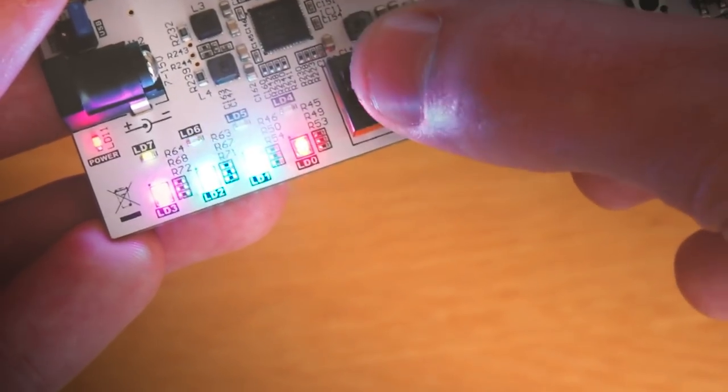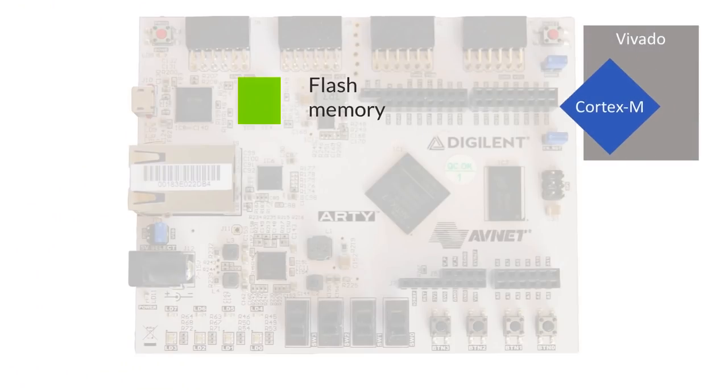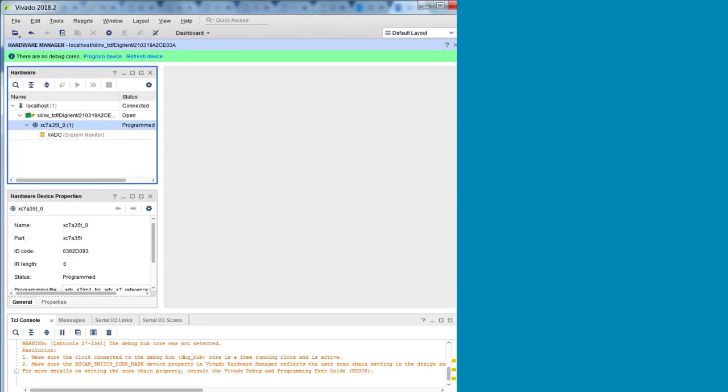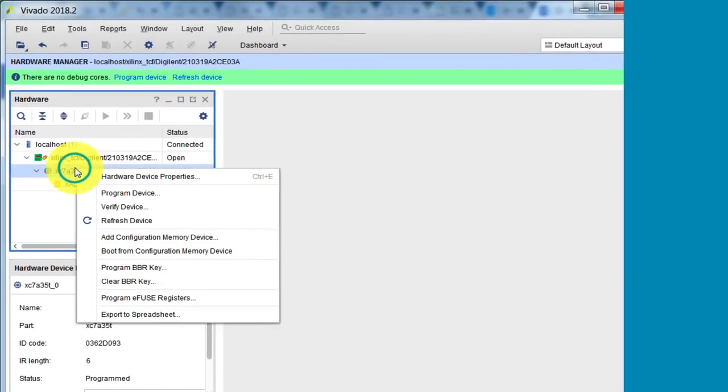But there are likely to be times where you want to have the ARM image in the flash, such as when you want to use the board standalone rather than programming it every time. So here we'll see how to do that. First, we need to add the flash device in Vivado. So let's right-click on the chip again and select Add Configuration Memory Device.